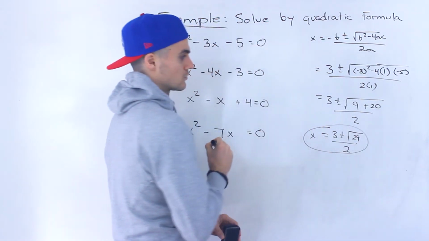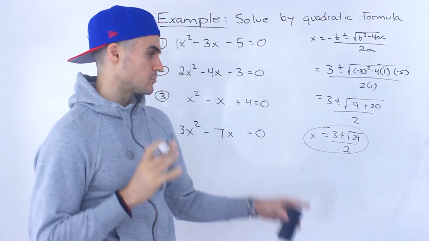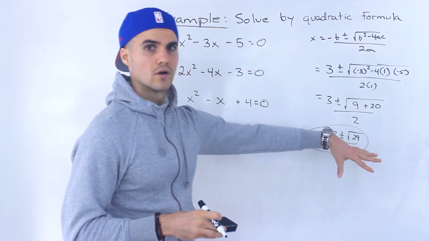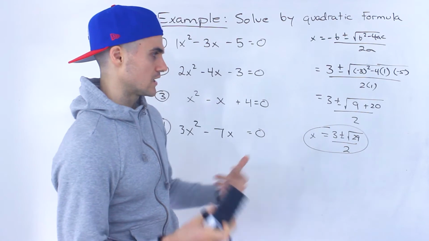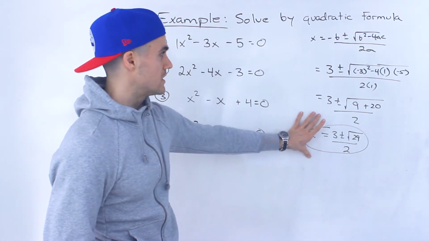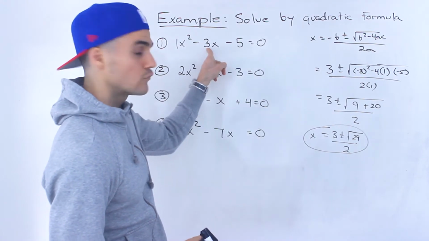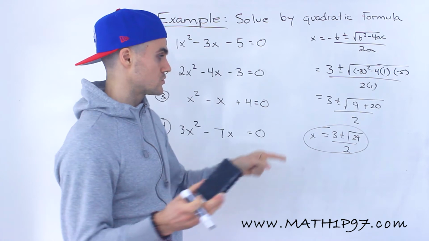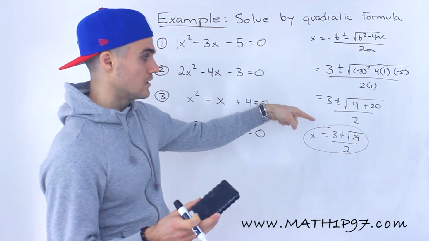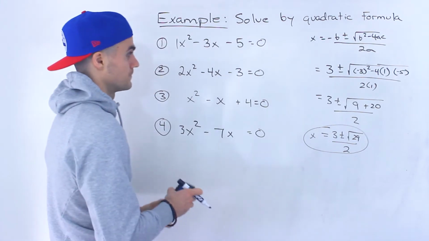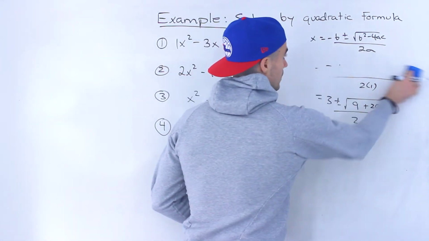Those would be the final results. Root 29 doesn't simplify any further. You can't divide it by 4 or 9 or 16 or a nice rootable number to simplify that radical. So this is the final answer for number 1. Those are the two solutions: 3 plus root 29 over 2, and 3 minus root 29 all over 2.